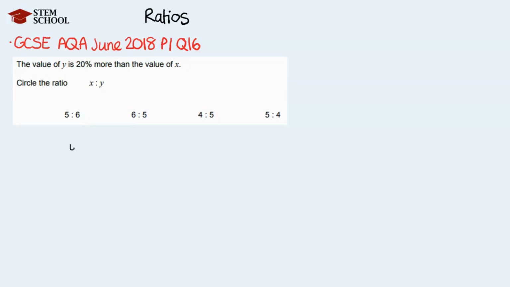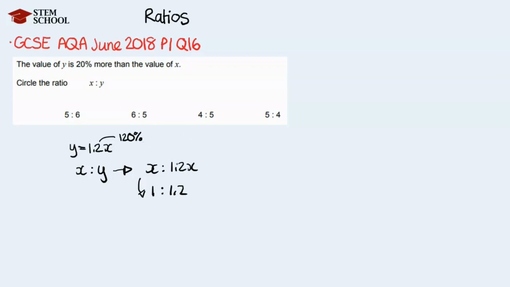So from the information given, we can say that y is equal to 1.2x. The 1.2 here is 120% written in decimal form, because we're told it's 20% more than the value of x. So we can sub this into the ratio x:y. So x colon, and we can sub in y for 1.2x, and this can be broken down into 1 colon 1.2. So that's the simplified ratio.